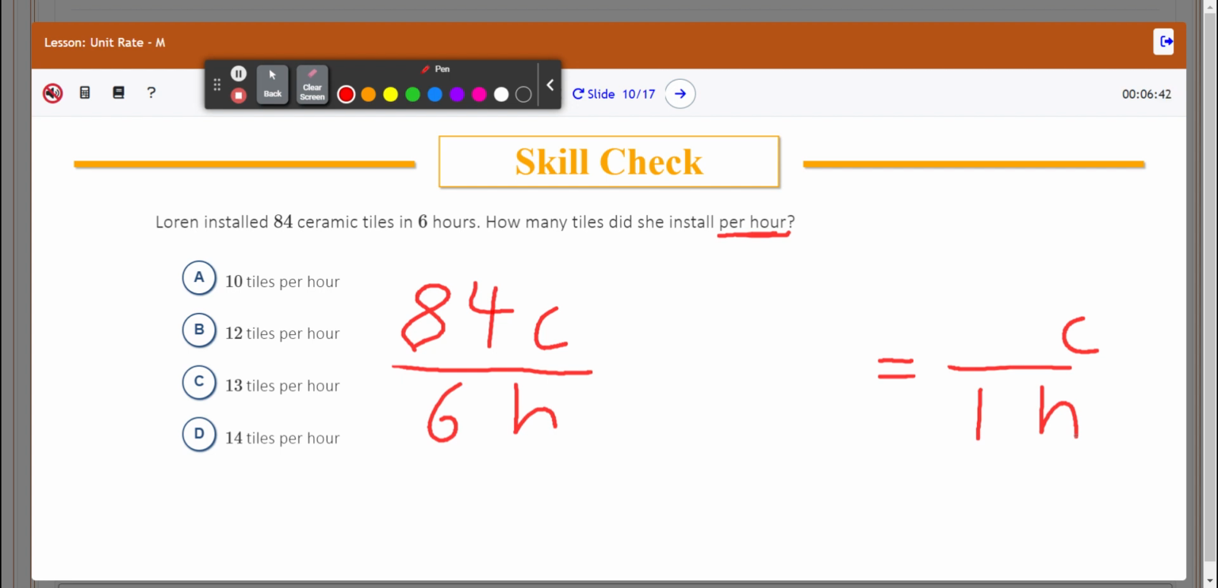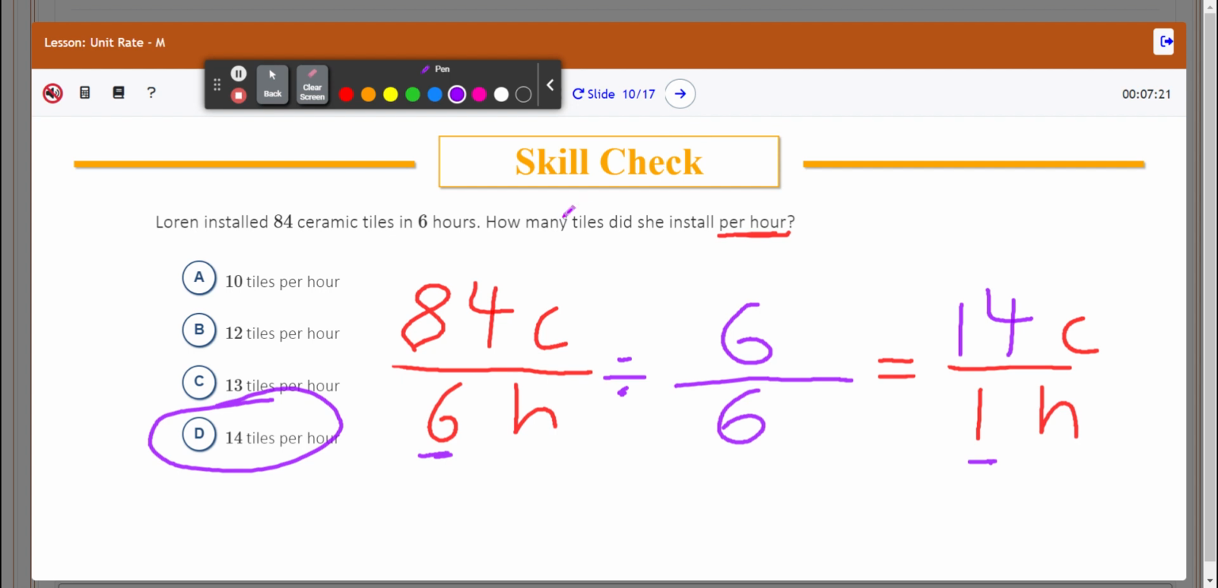So I've got 84 ceramic tiles in 6 hours. I need to find out how many ceramic tiles in 1 hour. So again, I'm going from 6 to 1. I'm going down, and if you're going down, you need to use division. 6 divided by what gives me 1? Well, 6 divided by 6 gives me 1. Whatever I do to the bottom, I've got to do to the top, so I do 6 on top. Now I just need to divide 84 divided by 6, and it gives me 14. Lauren installed 14 tiles per hour.